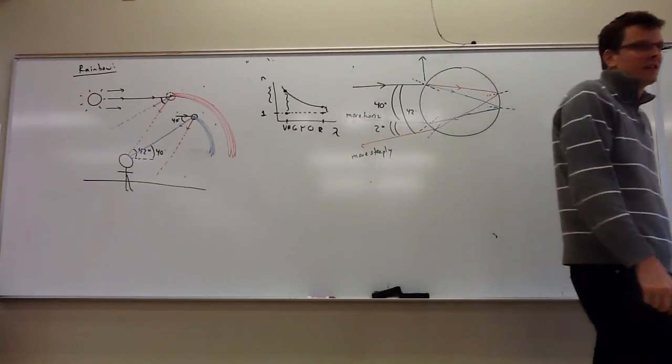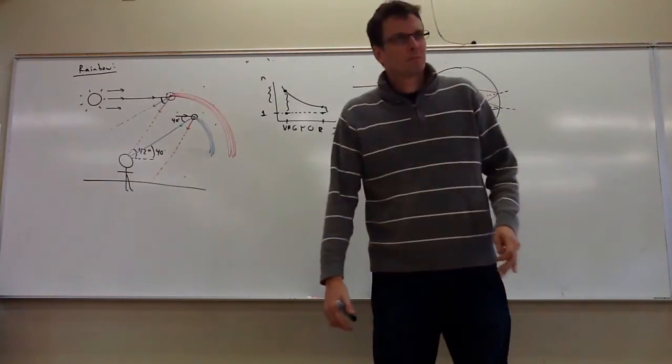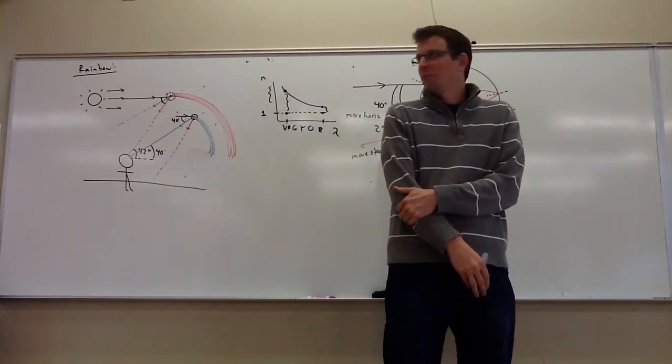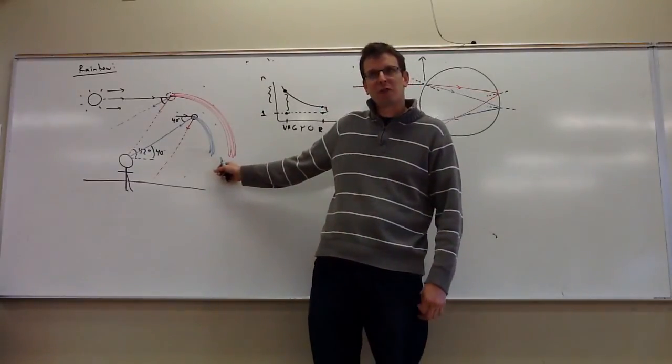Rainbow, you will see the red is on the top and the violet's on the bottom. Okay? At the end of the rainbow, I'm sorry to report there's no pot of gold.